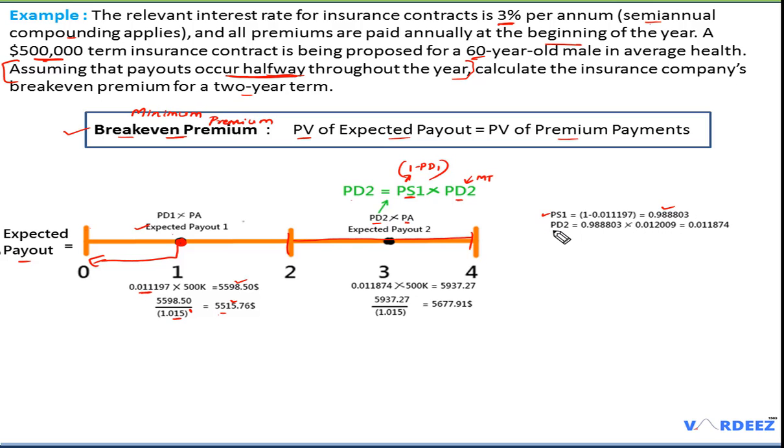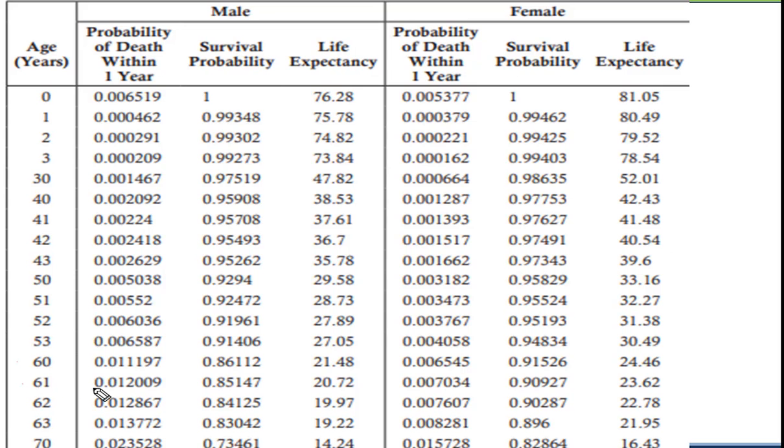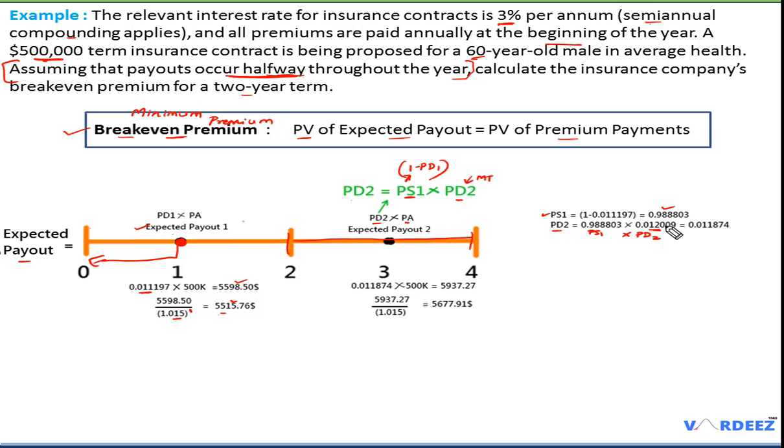So the conditional probability of death in year 2 would be equal to the probability of survival in year 1 multiplied by the probability of death in year 2. The probability of death for the 2nd year would be right here, which is this. Now this is something that we have got from the mortality table. All right, so we have our probability of death in year 2. We just multiply that with the policy amount, and we get this as the answer.